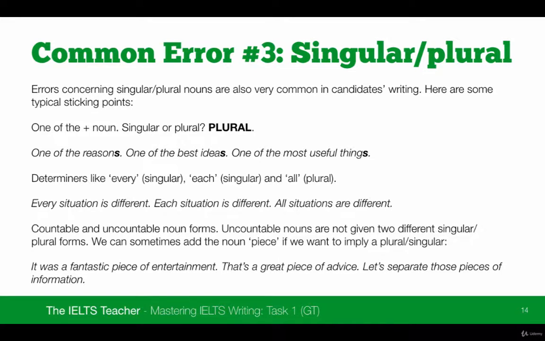Same thing, that's a great piece of advice. And let's have a look at a plural example, which is quite rare, by the way. Let's separate those pieces of information. Entertainment, advice, information, all uncountable nouns. Most people are aware that information is an uncountable noun, but some people struggle with the words entertainment and particularly advice. I can't stress this enough. Advice is an uncountable noun. It's not a countable noun.